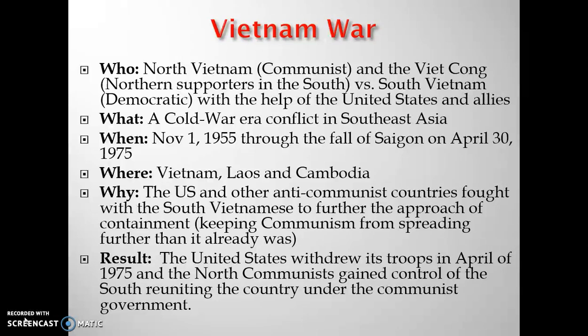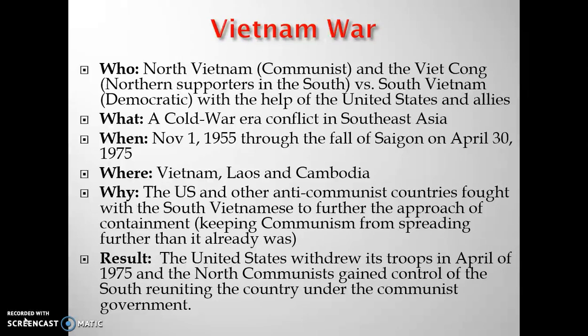Next, we have the Vietnam War. This was also a war arguably between communism and democracy. Again, another proxy war that lasted 10 long years. We have the North Vietnamese, who were backed by the communists in the Soviet Union, and the Viet Cong, the northern supporters in the South, versus democratic South Vietnam with the help of the United States and its allies. The North Vietnamese, led by the Viet Cong, were supported by Communist Russia and Communist China at the time, and the South Vietnamese were led by their democratic government and supported by the democracies in Western Europe and the United States.